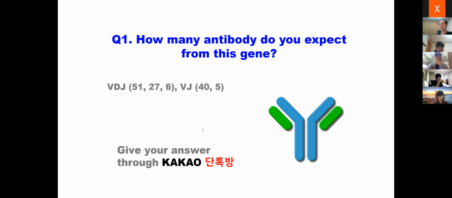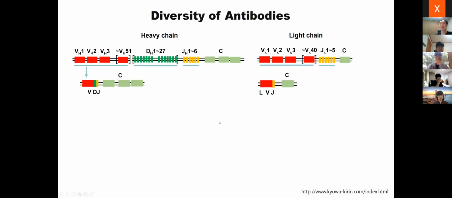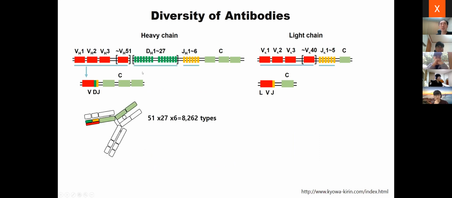Okay, then let me explain. Now, in our body, on the DNA, every cell has this kind of gene cluster. Here are some numbers of genes. This is a coding heavy chain. Heavy chain is a protein, and this part is the constant part. So this is only one here. Now there are many options: 51 of these V's, and 27 of this D, and 6 of this J.